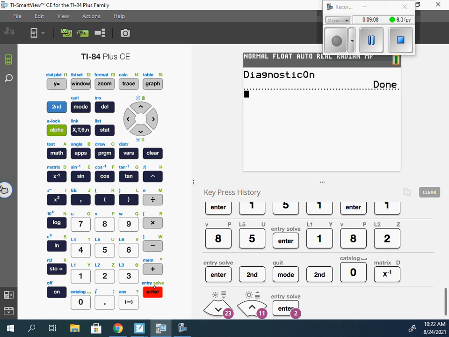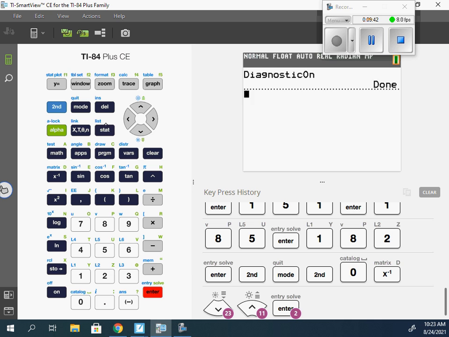Quit. Second catalog D. Diagnostic on, enter, enter. So we got this reading on your screen, diagnostic on, done. Okay, so that'll give us an R value. Now the next part's actually dealing with the numbers. So if on a test you forget about the diagnostics, that's fine. It just won't give you an R value. It will give you everything else.